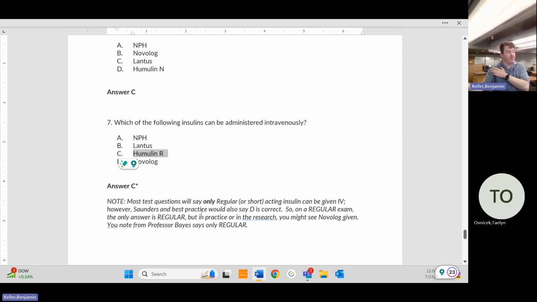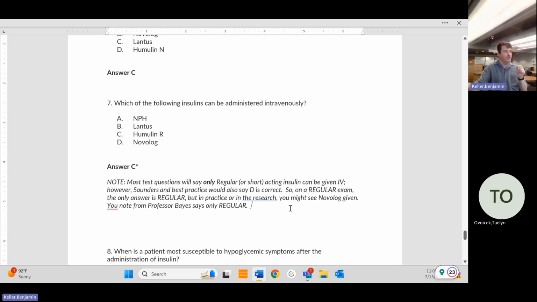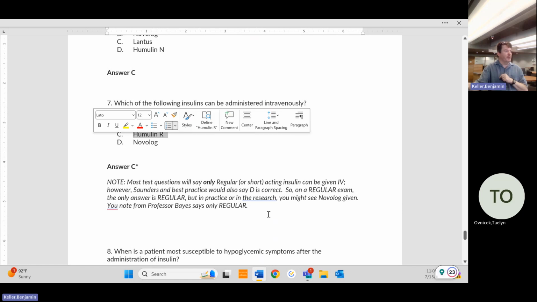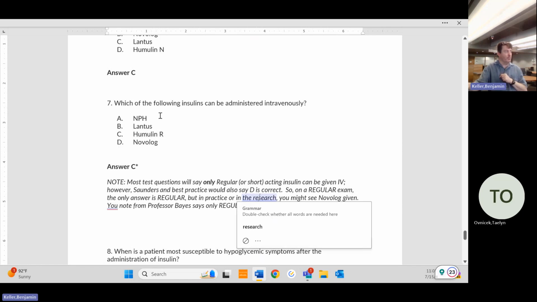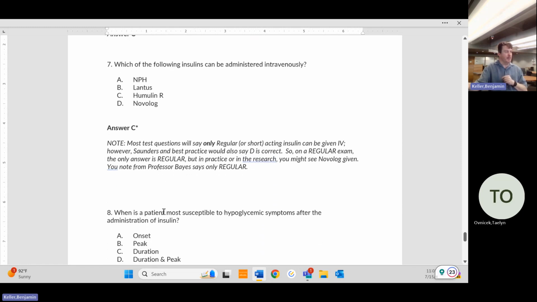However, Saunders and some best practices would also say that D is correct. But on your exams, you need to know just that regular is always okay for IV. So the answer is regular. But in practice or research, you might see Novolog given. Your note from Professor Bays in her slide says to only give regular insulin IV, so your answer should always be regular. But if you come across this in a book, what about rapid acting? Sometimes they give it that way. That confused me and I needed to look that up.